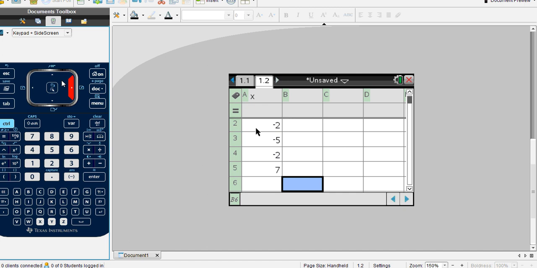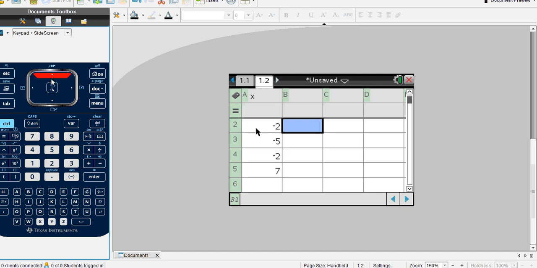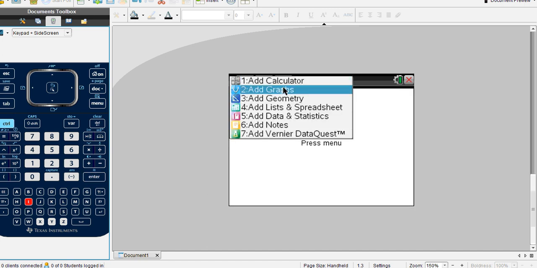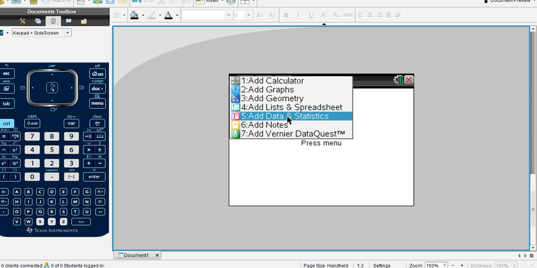And then come over here, and we're going to do the y side. Y: 1, 0, 1, 2, 3, 4. There we have the points. And we're going to go to data and statistics, control I, and data and statistics, here we go.